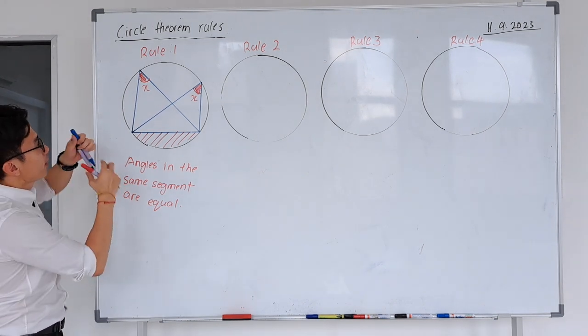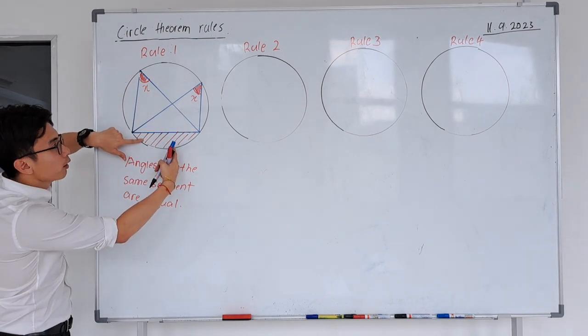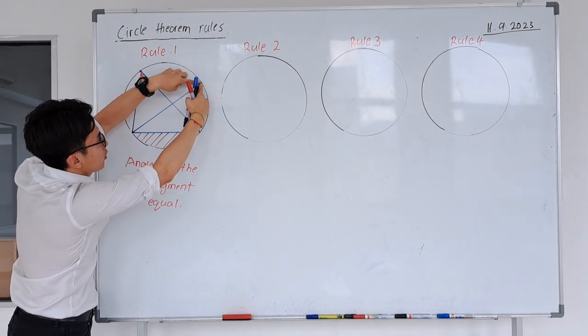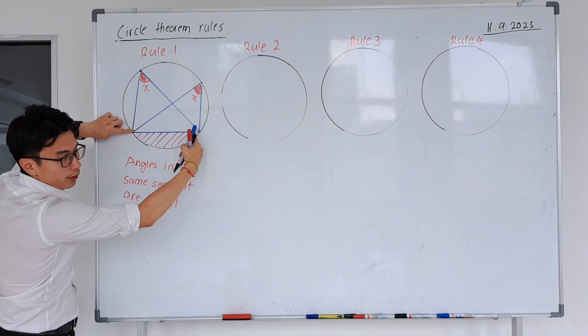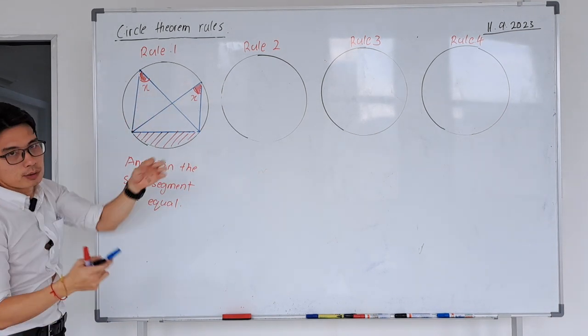So that's the first rule: angles in the same segment. Can you see this angle? It belongs to this segment. This angle belongs to this segment over here. Since they are from the same segment, we can say these two angles are equal.